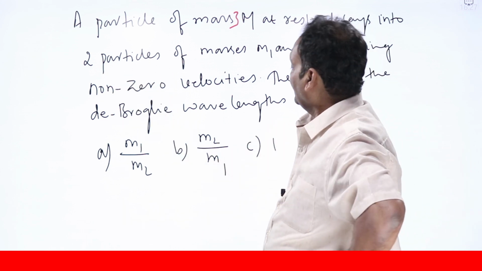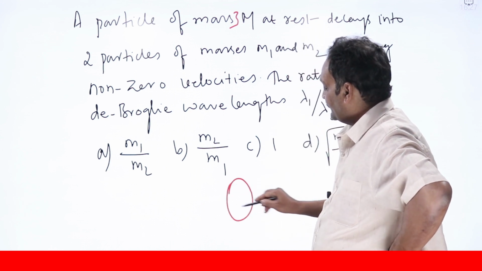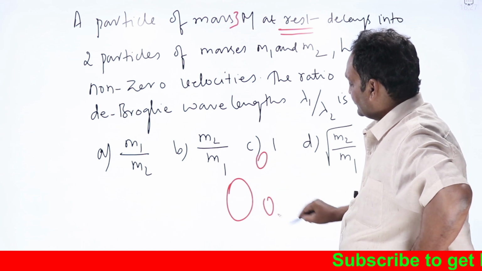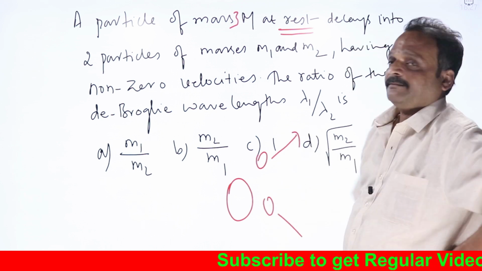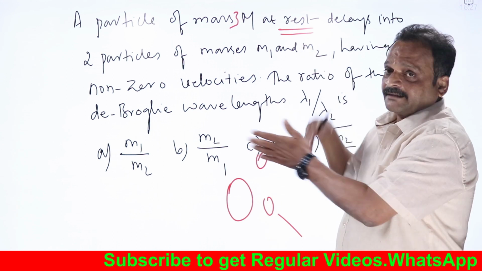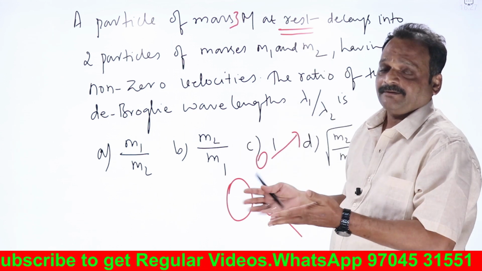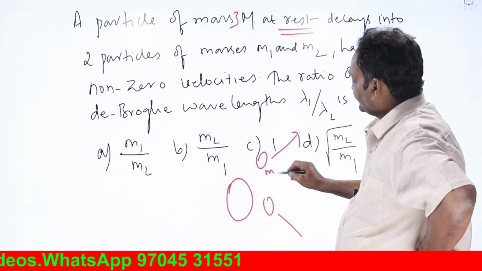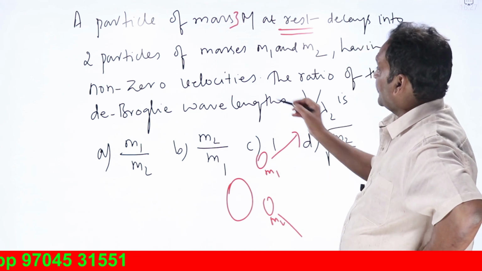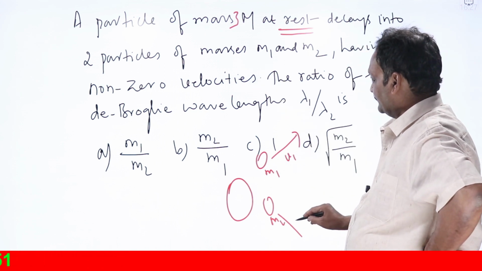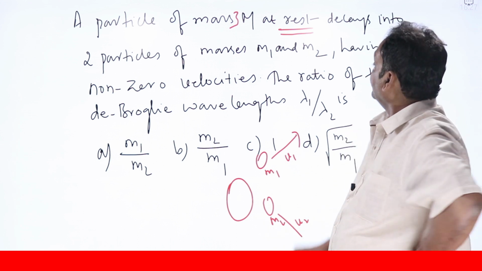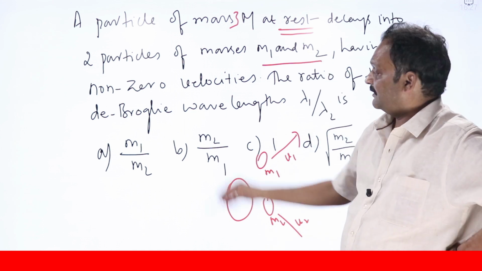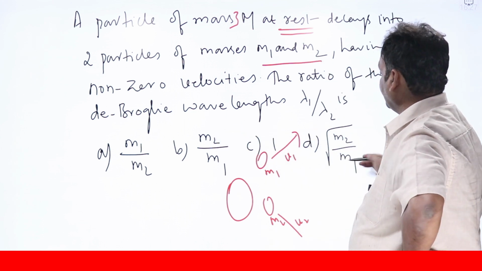The concept here is: a particle of mass M at rest. This is important. At rest, it decays into two particles. Here he has not mentioned what the masses are. Sometimes they will give masses in the ratio 1:2 or some other variation. Two masses m1 and m2, velocities are not given, with non-zero velocities v1, v2. The ratio of the de Broglie wavelengths lambda 1 by lambda 2 of these two masses is root of m2 by m1.